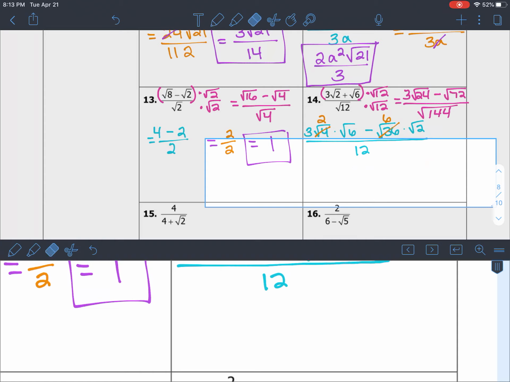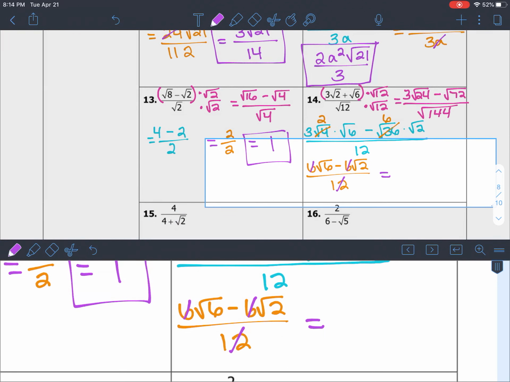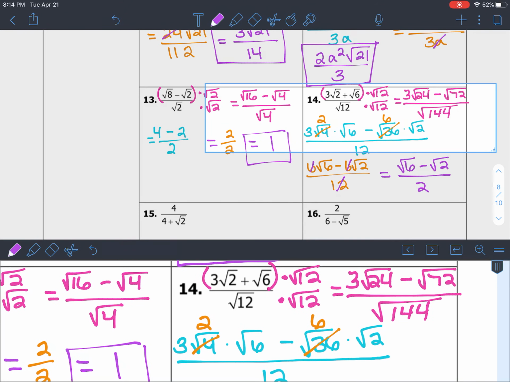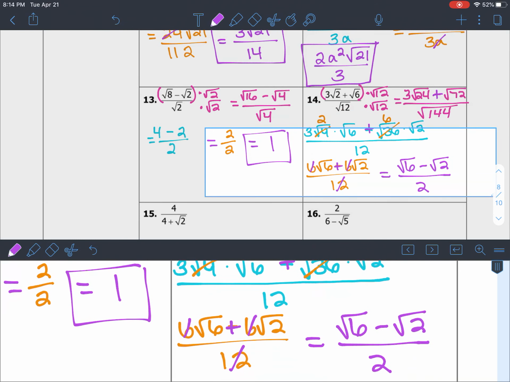I could simplify this one more way. So we would have 6 square root of 6 minus 6 square root of 2 all over 12. 6, 6, and 12 all have 6 in common. So I could take a 6 out of everything. And then I'm going to have the square root of 6 minus the square root of 2 all over 2. And then that would become my final answer. And I'm sorry, I don't know why I said minus the whole time. This was the plus. It's been a long day for Miss Gronefeld.